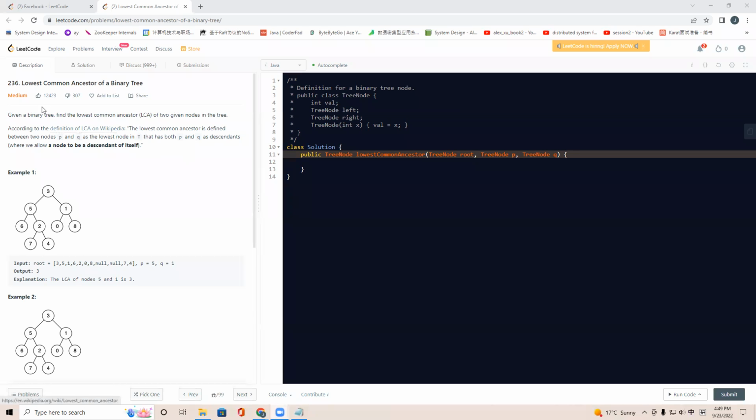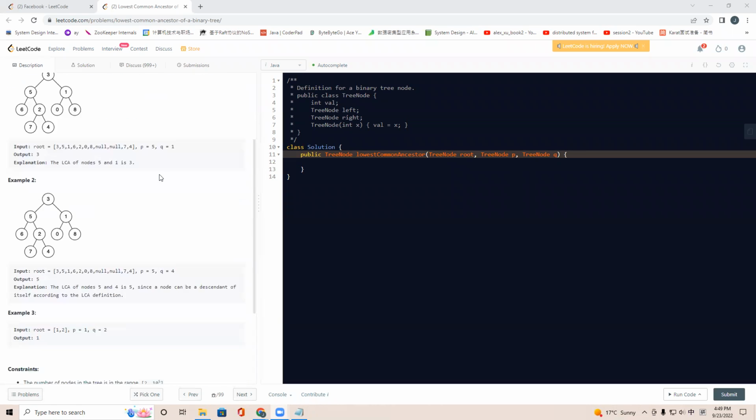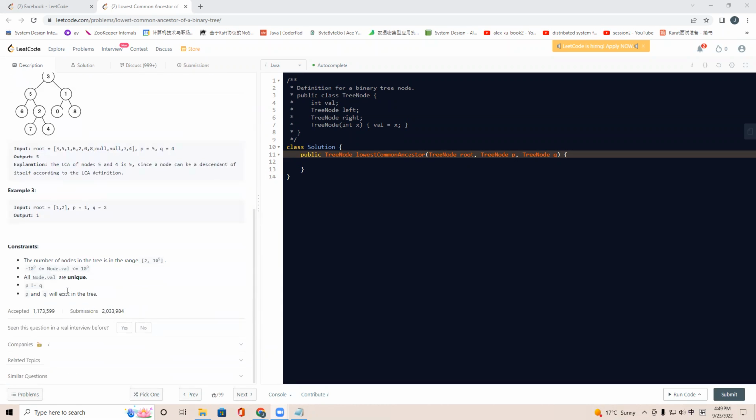Let's talk about LeetCode 236, lowest common ancestor of a binary tree. It gives a binary tree and tree nodes P and Q, and asks us to find the lowest common ancestor. For this question, there is one condition: P and Q will exist in the tree.